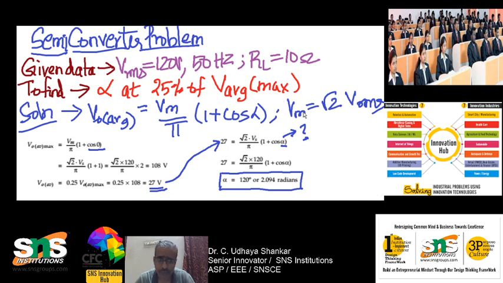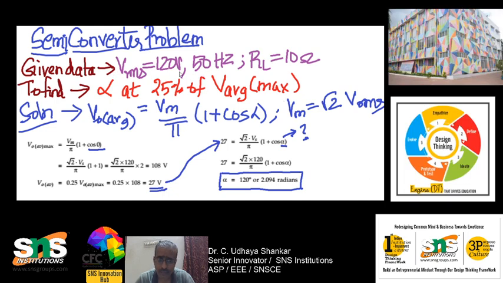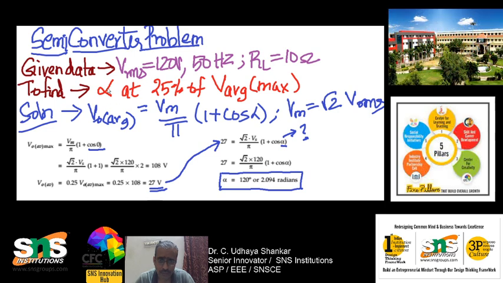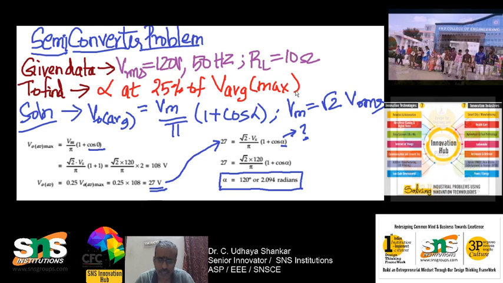Is it clear? So the given data is VRMS voltage, 50 hertz, and RL is 10 ohms. So these data are not needed. The only thing we need to find is the value of alpha for 25% of the V average max. The V average max value can be found out by putting alpha equal to 0.